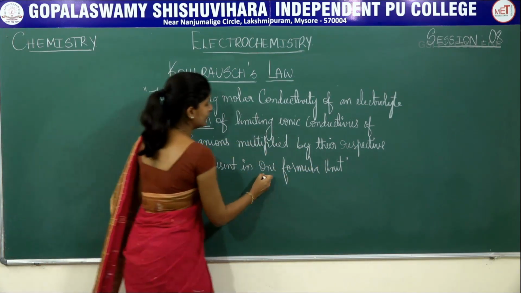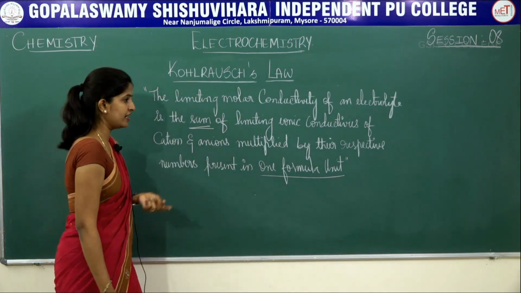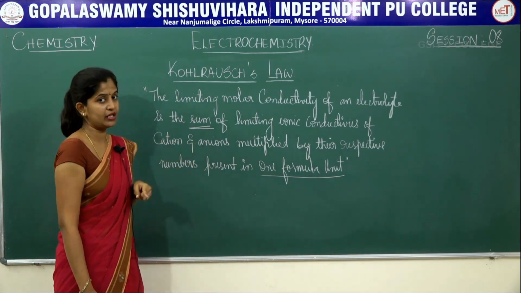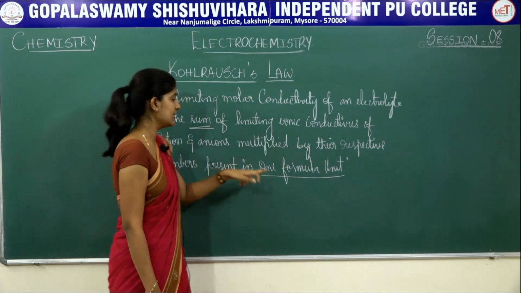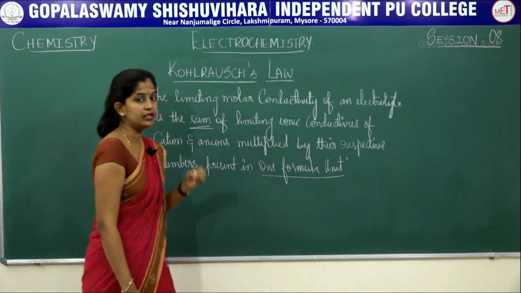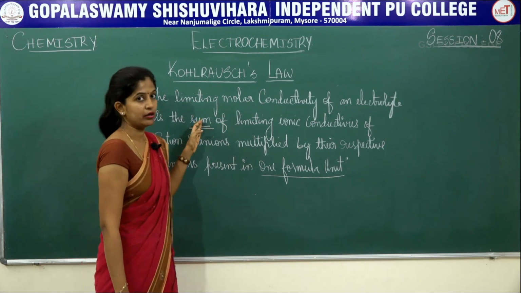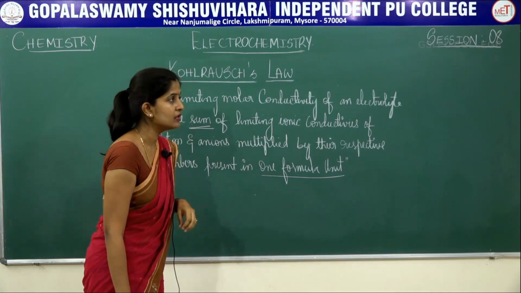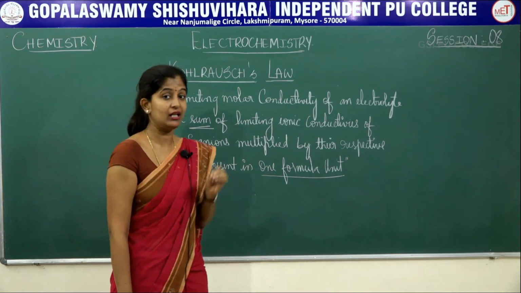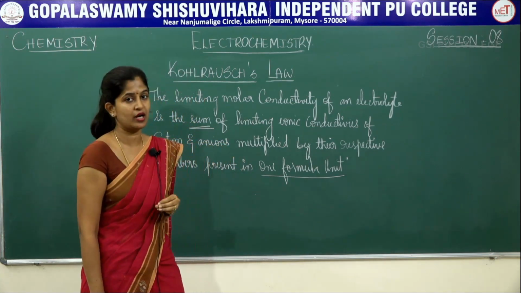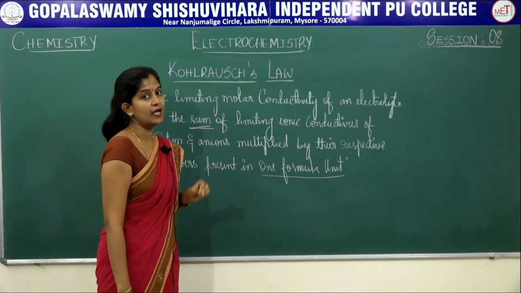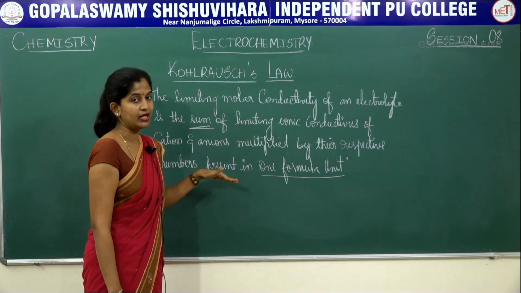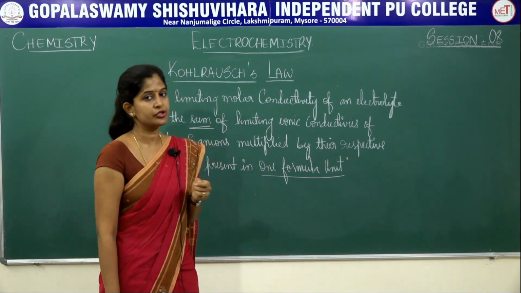I can describe one formula unit in terms of NaCl, wherein Na is 1 and Cl is also 1. In one formula unit of magnesium chloride, there is 1 unit of magnesium while 2 units of chlorine. So in one formula unit, you multiply by the number of ions present. So this is about Kohlrausch's law. As I have already told you, the main application of Kohlrausch's law is that since you cannot determine the limiting molar conductivity of a weak electrolyte through graphical representation, Kohlrausch's law helps in calculating it through this formula for weak electrolytes using strong electrolytes.